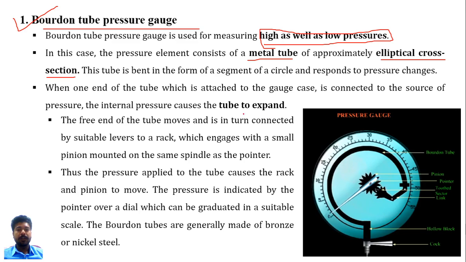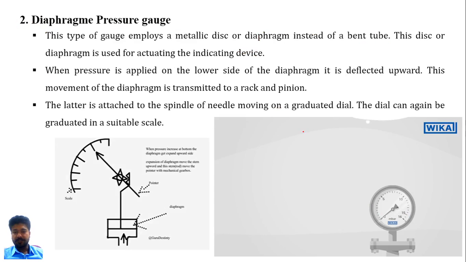This metallic Bourdon tube will expand, and the free end of the tube moves. It is in turn connected by a suitable lever and rack mechanism, which engages with a small pinion mounted on the same spindle as the pointer. Okay, so simply this is the working of the Bourdon tube pressure gauge.